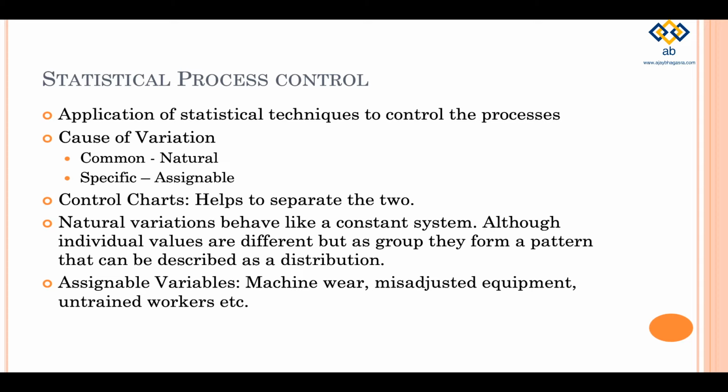Now, what we have looked at till now is this point, the statistical techniques to control the processes. We have looked at what the statistical technique is and the logic behind it. Now, very important thing: there is something called causes of variation, because we are talking of Six Sigma, and sigma is nothing but variation.